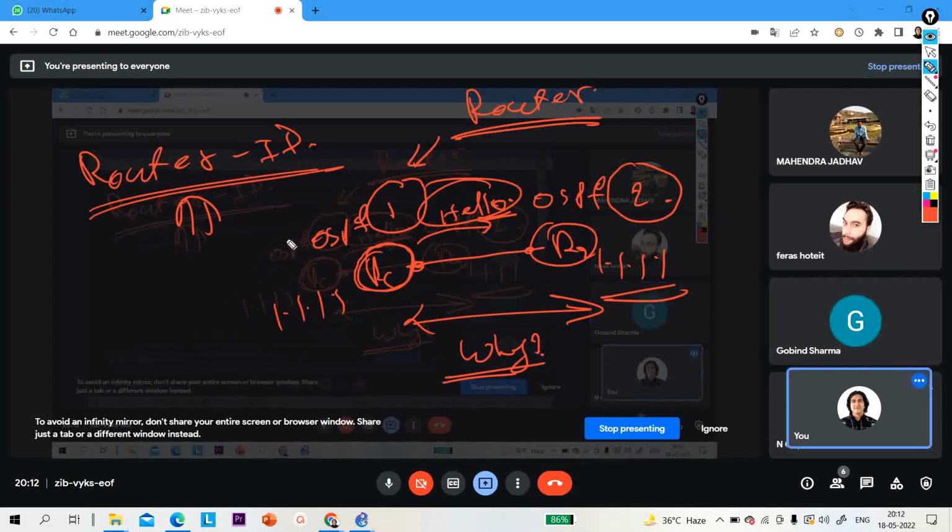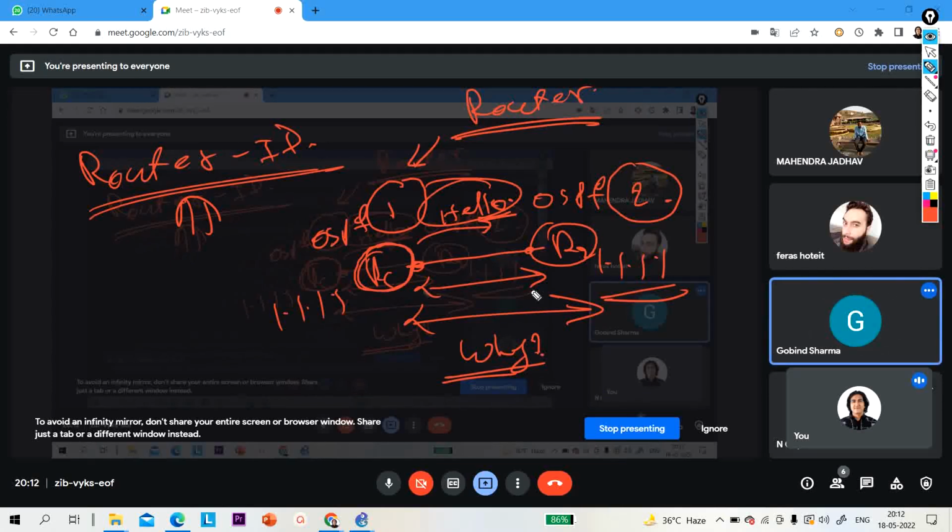So in which state will these two routers be stuck? Down? In which state? Down? In down state. Yes, because router 1 will not receive hello. Yes, router 2 is not receiving.